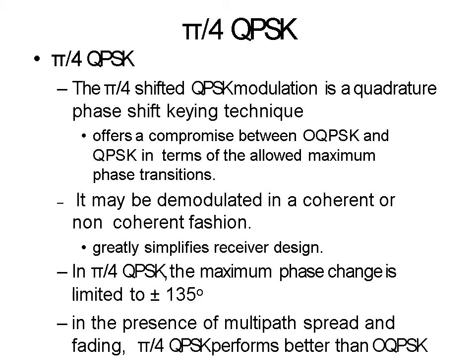Next, pi by 4 QPSK. The pi by 4 shifted QPSK modulation is a quadrature phase shift keying technique which offers a compromise between OQPSK and QPSK in terms of the allowed maximum phase transition. It may be demodulated in a coherent or non-coherent fashion, which greatly simplifies the receiver design. In pi by 4 QPSK, the maximum phase change is limited to plus or minus 135 degree. In the presence of multipath spread and fading, pi by 4 QPSK performs better than OQPSK.